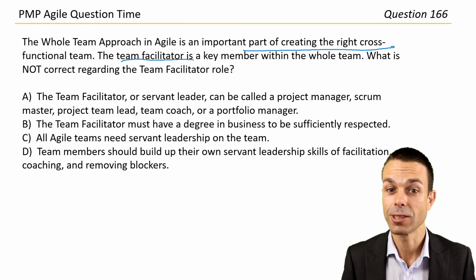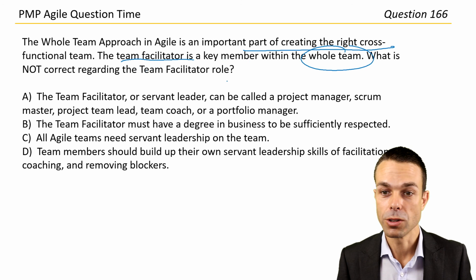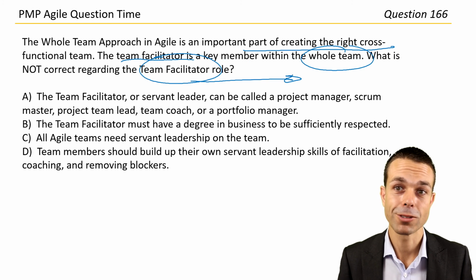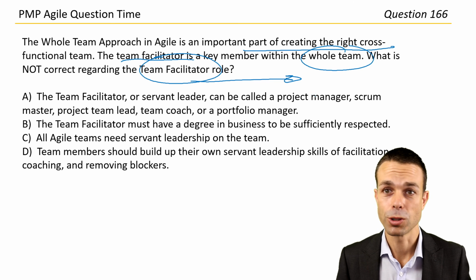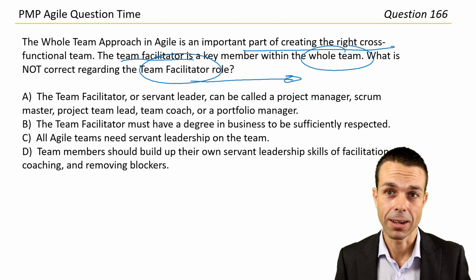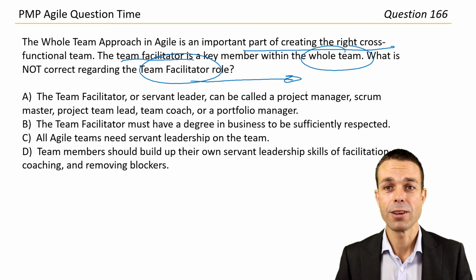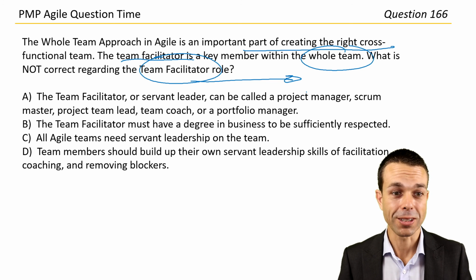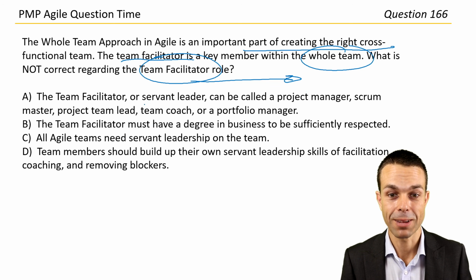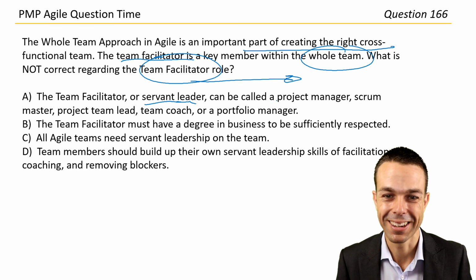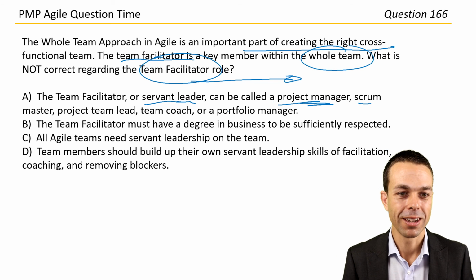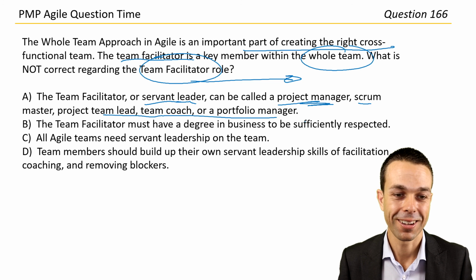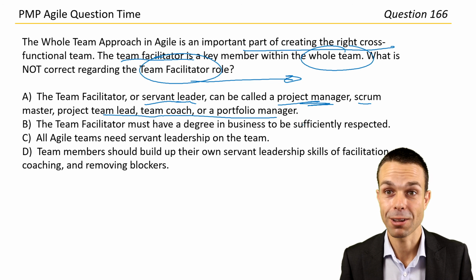The team facilitator is a key member within the whole team. What is not correct regarding the team facilitator role? And the team facilitator role is our Scrum Master or our Agile Coach or our Agile servant leader or our Agile Project Manager. Many different names, but the team facilitator, servant leader is that role. All right, so the team facilitator or servant leader can be called, here we go, exactly as we said, can be called Project Manager, Scrum Master, Project Lead, Team Coach, or Portfolio Manager. Well, there we go. We answered our own question there, so that's definitely correct.